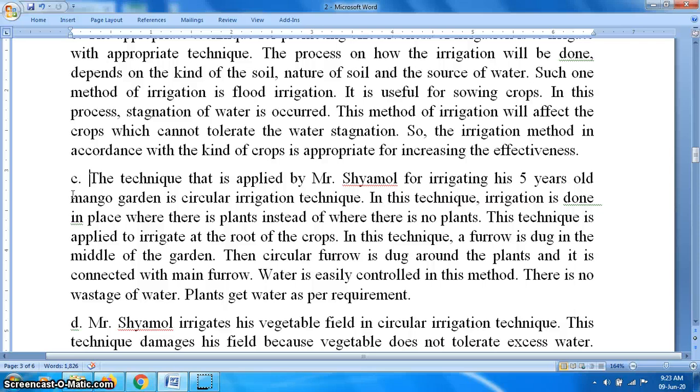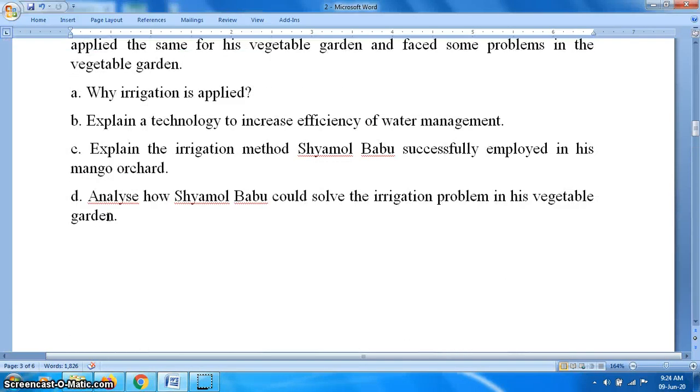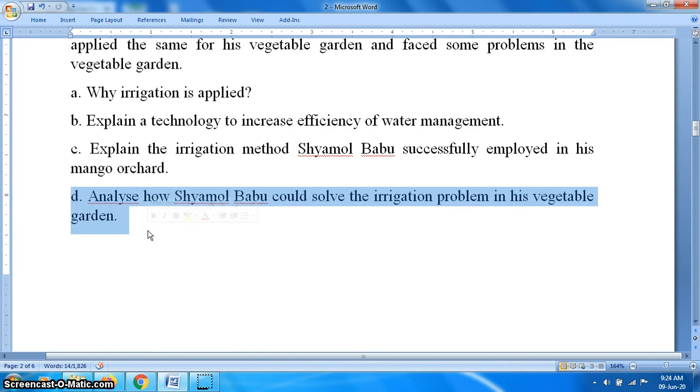Water is easily controlled in this method. There is no wastage of water. Plants get water as per requirement. Now, question D. Analyze how Shamol Babu could solve the irrigation problem in his vegetable garden.